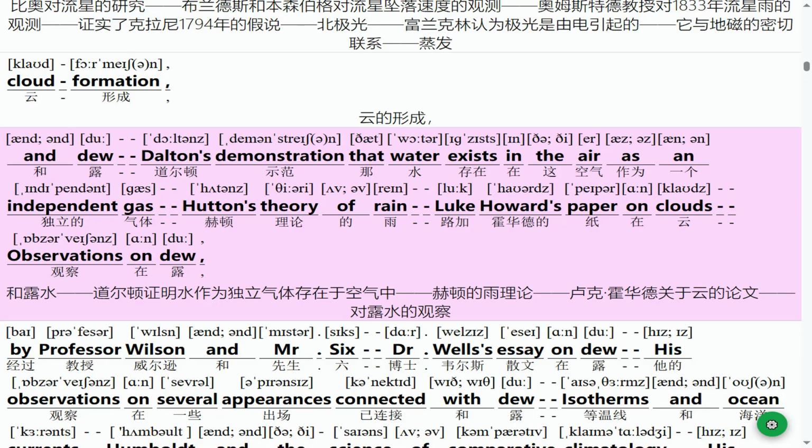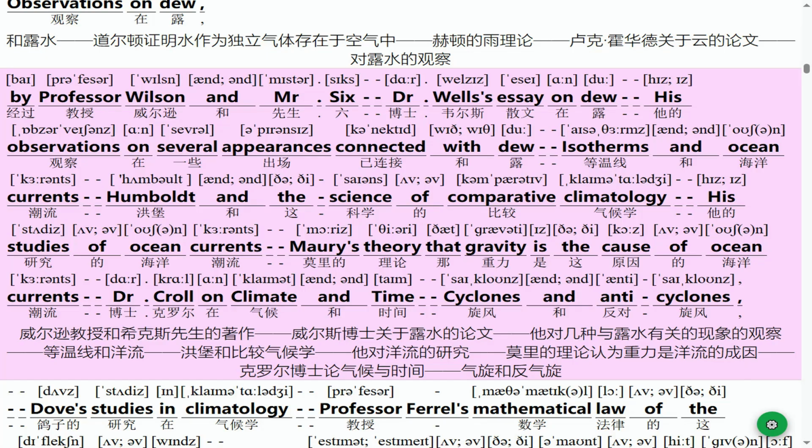Luke Howard's paper on clouds, observations on dew, by Professor Wilson and Mr. Wells's essay on dew, his observations on several appearances connected with dew. Isotherms and ocean currents. Humboldt and the science of comparative climatology, his studies of ocean currents. Maury's theory that gravity is the cause of ocean currents.